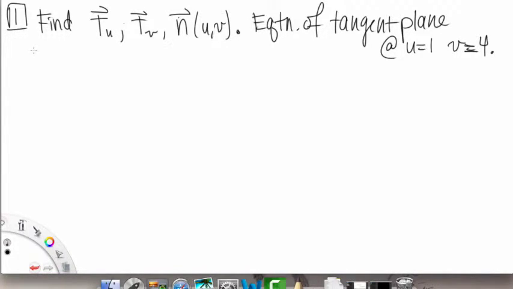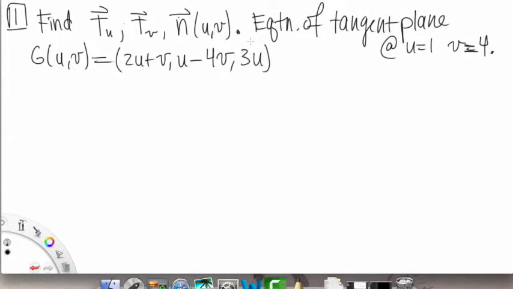The given parameterization is g of u comma v equals 2u plus v, comma u minus 4v, comma 3u. First off, we're going to find the tangent vector of u. That's taking the partial derivatives of each component with respect to u. On the first one we have just a 2, second one we have a 1, and the last one we have a 3.